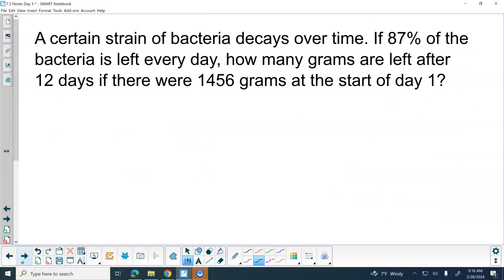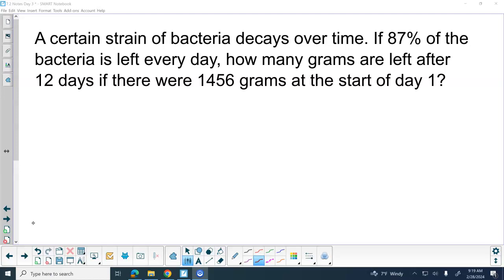Problem number 2. A certain strain of bacteria decays over time. If 87% of the bacteria is left every day, how many grams are left after 12 days if there were 1,456 grams at the start of day number 1? Go for it. Are we looking for a specific term, or are we looking for a sum? Specific term.